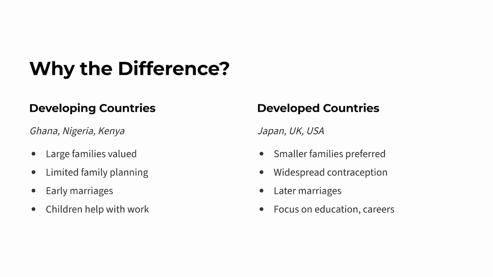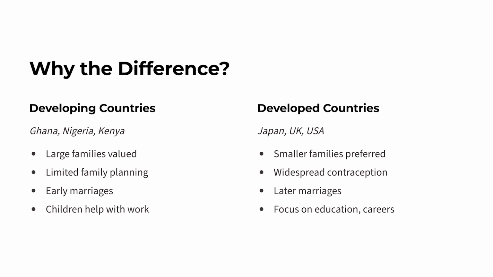So you see, the differences in population growth are not just about numbers. They come from people's way of life or culture, their values, their level of education, and their economic conditions. Developing countries tend to grow faster because of high birth rates and younger populations, while developed countries grow slowly because of low birth rates and aging populations.